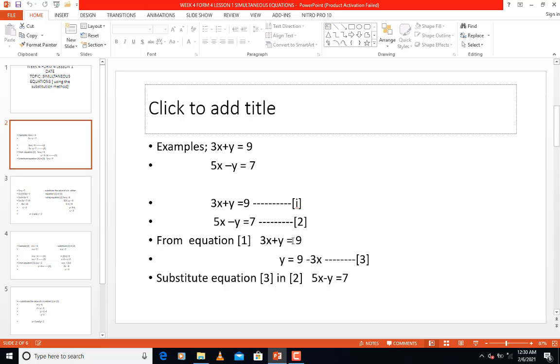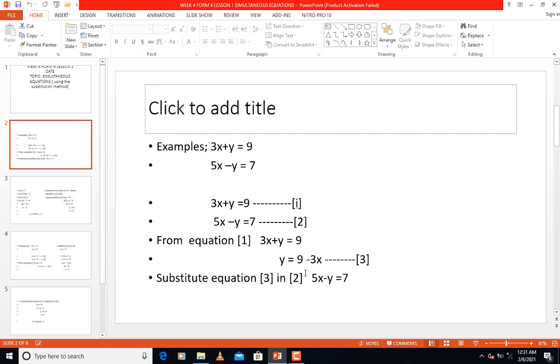So from this equation 1, which letter do you want to make the subject of the formula? You choose either x or y. In this case, I made y the subject. So it means I'm going to take 3x to the other side. So y is equal to 9 minus 3x. This is now called equation 3. After making y the subject of the formula, we name it equation 3.